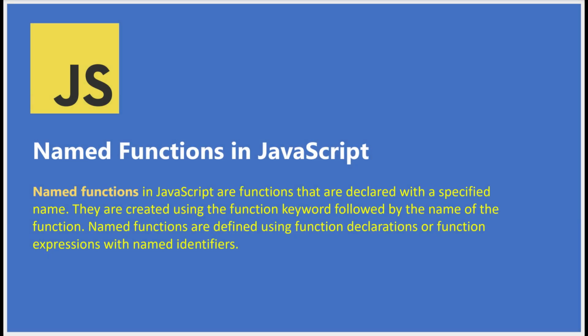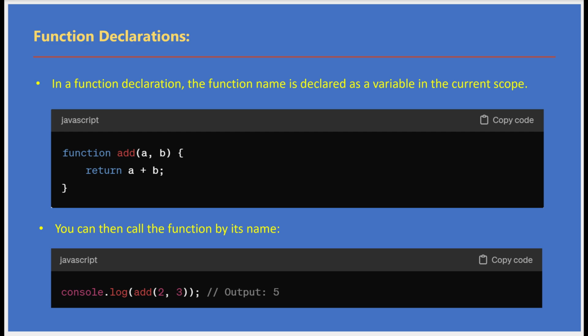Ever wondered what named functions in JavaScript are and why they're so significant? Well, today we delve into the intricate world of JavaScript functions. Named functions, to be precise. Imagine you're a detective trying to solve a mystery. Named functions in JavaScript are like the clues to your case. They're functions declared with a specific name. You create them using the function keyword followed by the name of the function. Sounds simple, right? But there's more to it than just that.